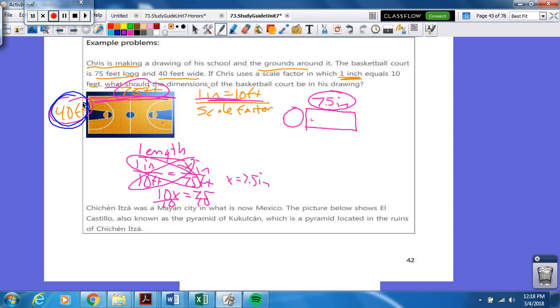It's 40 feet. Set it up, pause the video, see if you can get it. Ready, set, go. Alright, let's see if you got it.